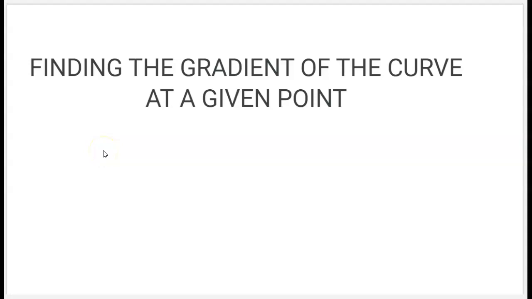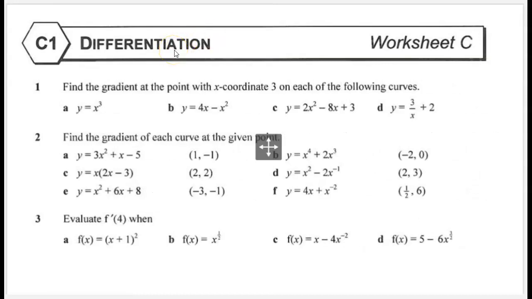Okay, today we are going to use differentiation to find the gradient of the curve at a specific point. How do we do that? This is linked to worksheet C, which is provided in your notes. Let's have a look at question number 1, asking us to find the gradient at a point with x coordinate 3 on each of the following curves.